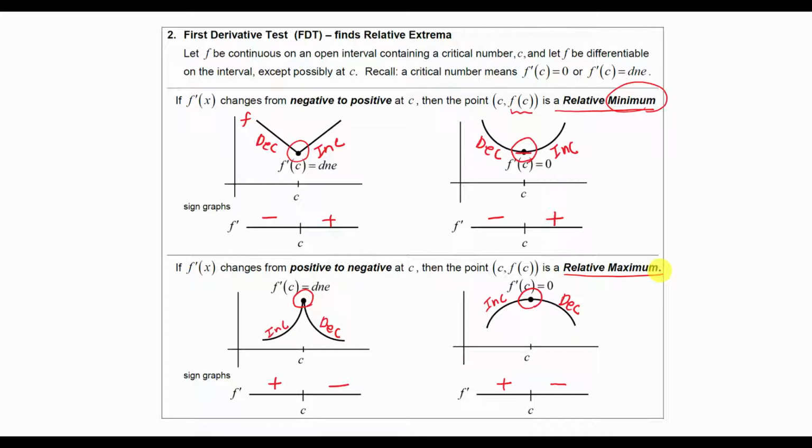And if f prime changes from positive, which means the graph is increasing, and then it goes back to negative, which means my original graph goes down, then by following my hand going up and then down, I can see naturally I'm going to have a hill there. So that will give me a relative maximum at the critical number. So in the next problem, we're actually going to find the relative extrema using the first derivative test.